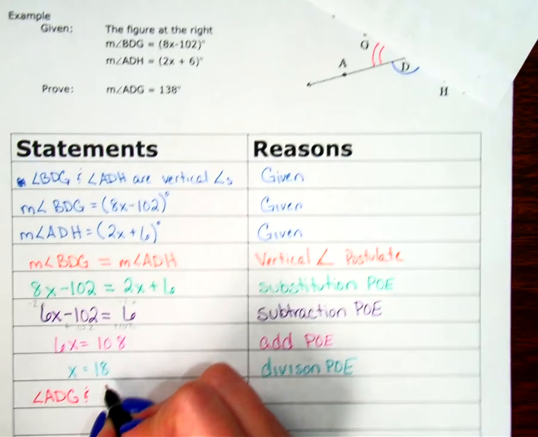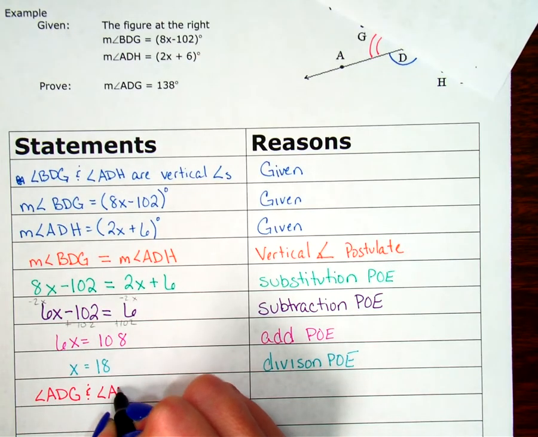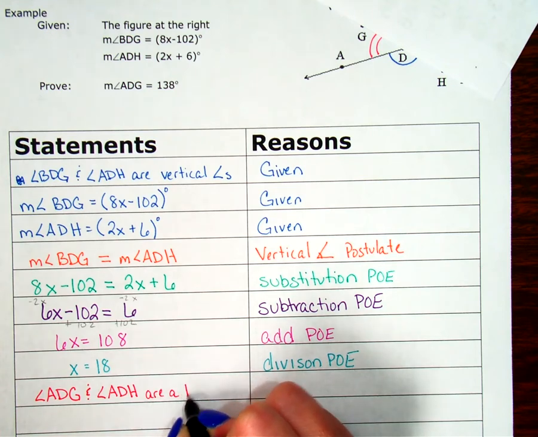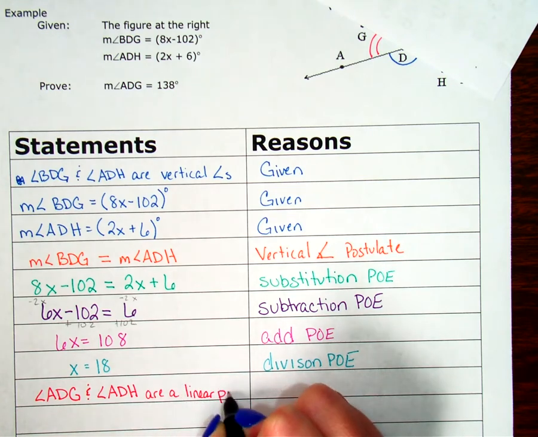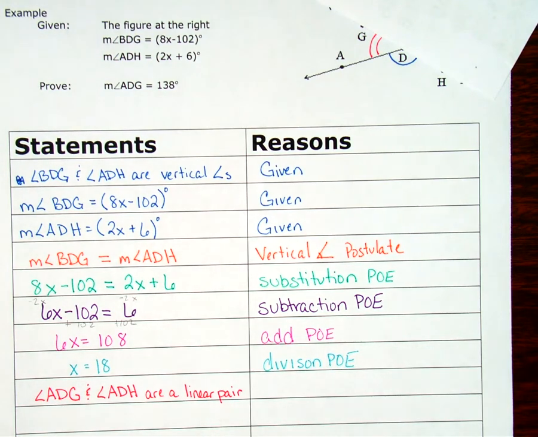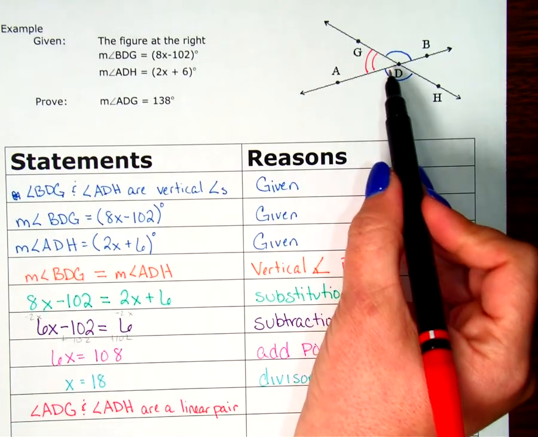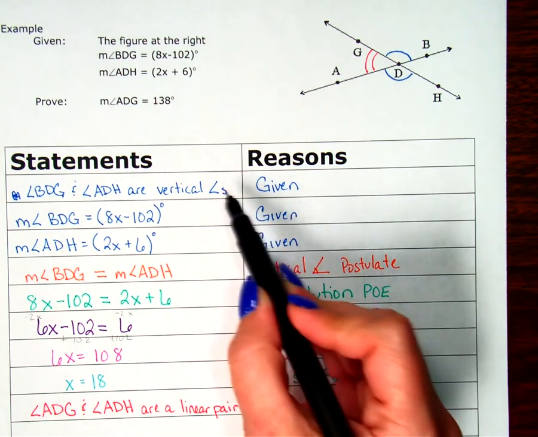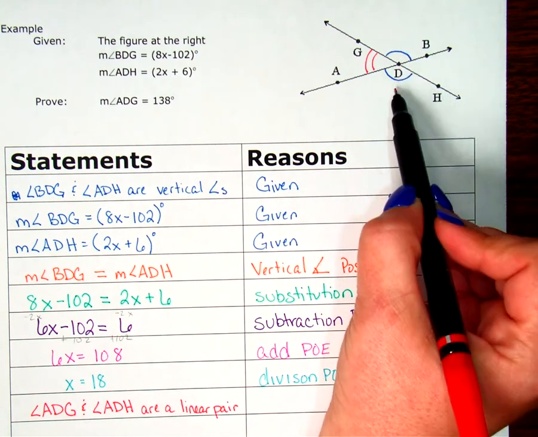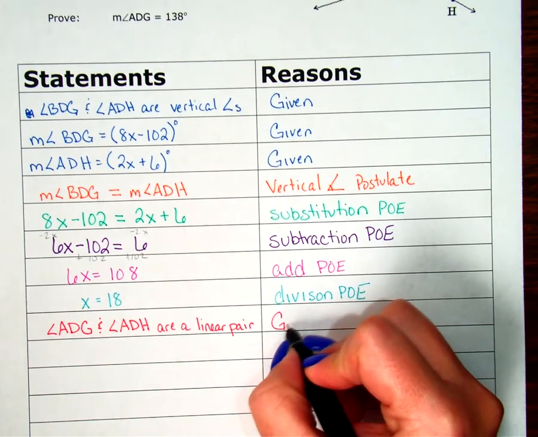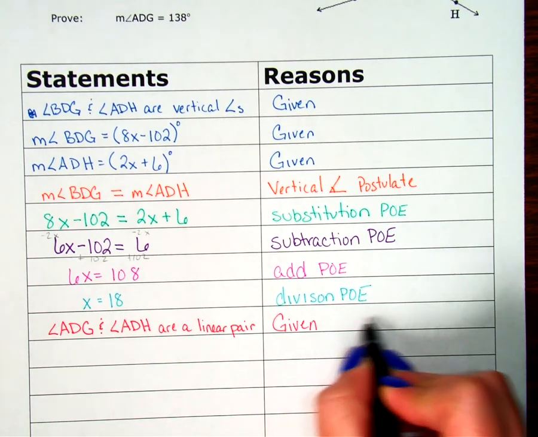So angle ADG and angle ADH are a linear pair. Okay, so if those two are a linear pair, how did I know I could write that down? Because I saw it in the picture, which means it was given by the picture. The same way we knew these two were vertical, because it was given in the picture. I know these two are a linear pair because it's in the picture. So given, and if you want, you could put by picture.